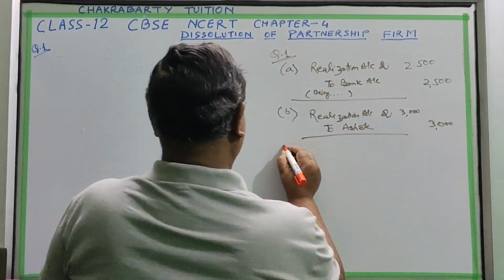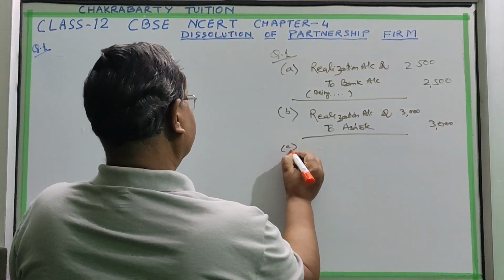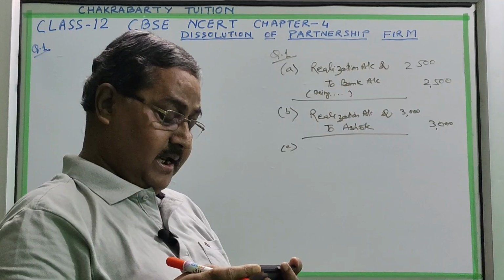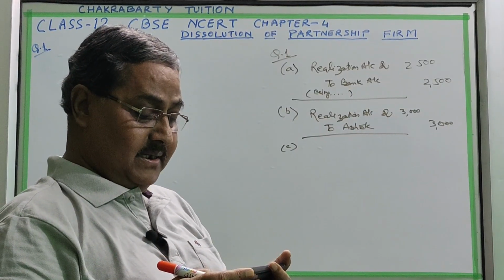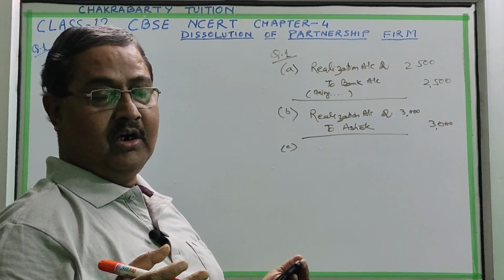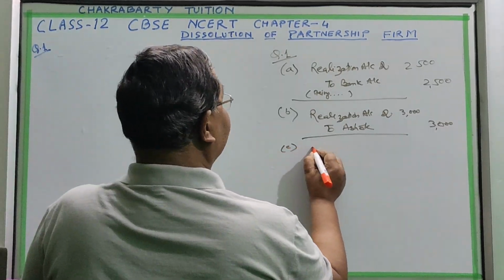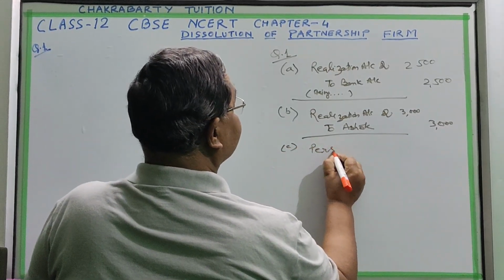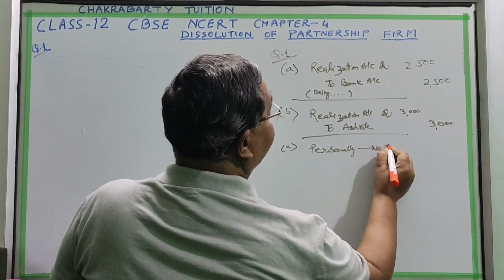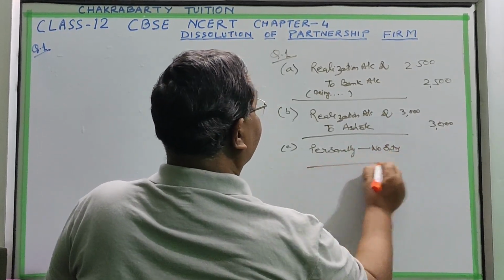Okay. Then C. Realization expenses borne by Tarun personally. Personally means nothing in the record. So no entry. C. Personally means no entry. Okay.